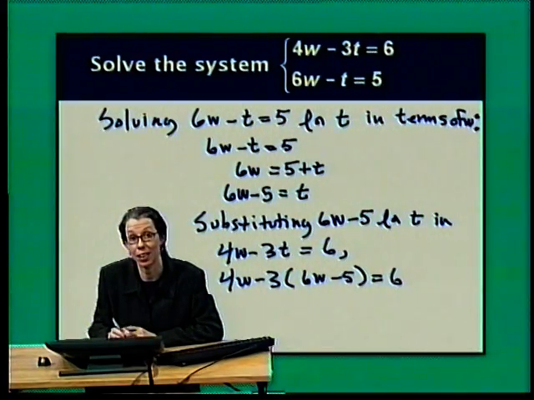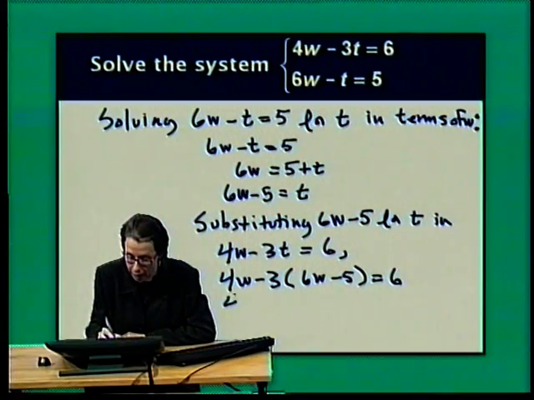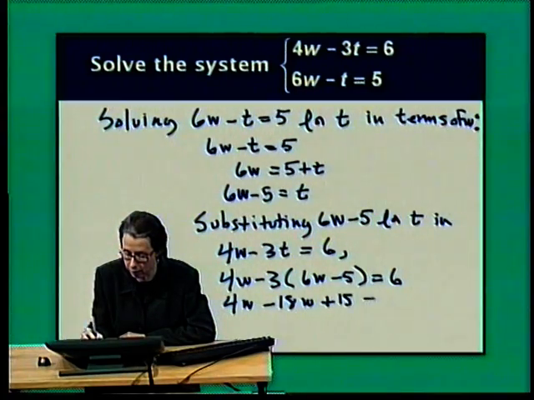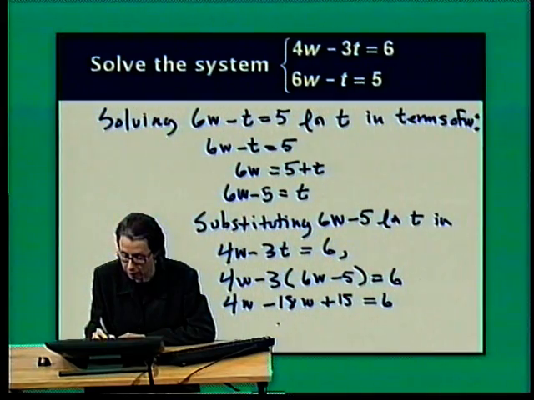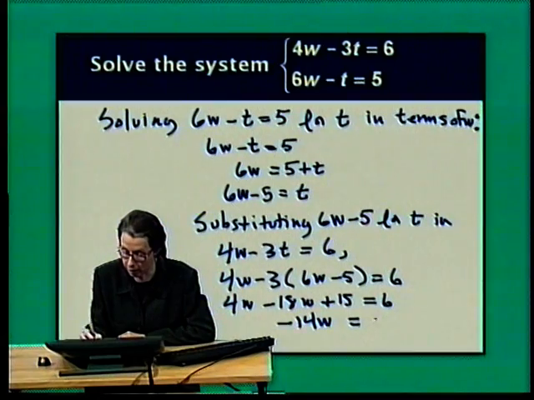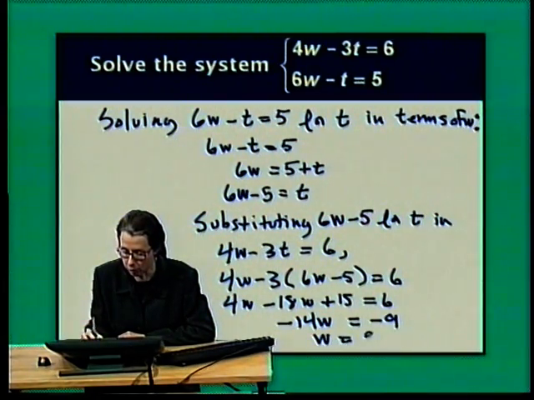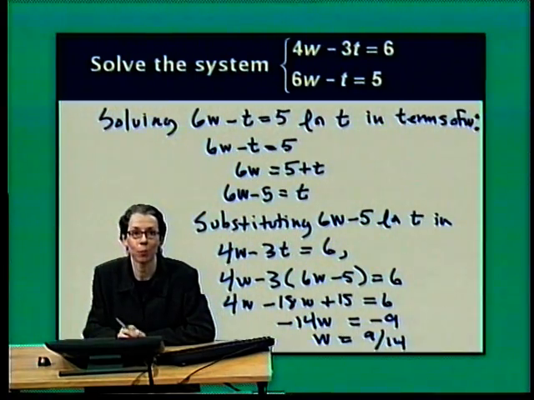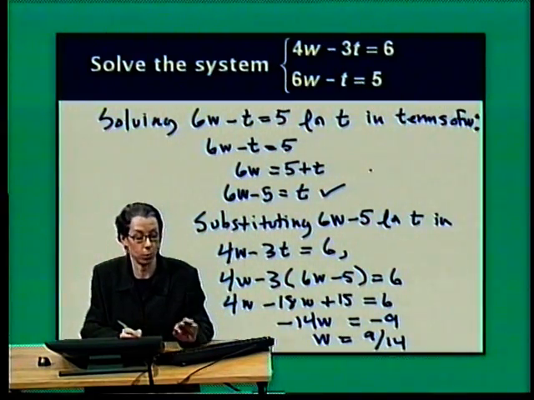I now have a linear equation in one variable, which I can solve quite easily. I have 4w minus 18w plus 15 equals 6. Combining like terms, I get negative 14w, and I'm going to subtract 15 from both sides. That gives me negative 9. So I end up with w equals 9/14. I still have to determine t, but I have an expression that will give me t in terms of w. So let's use that.